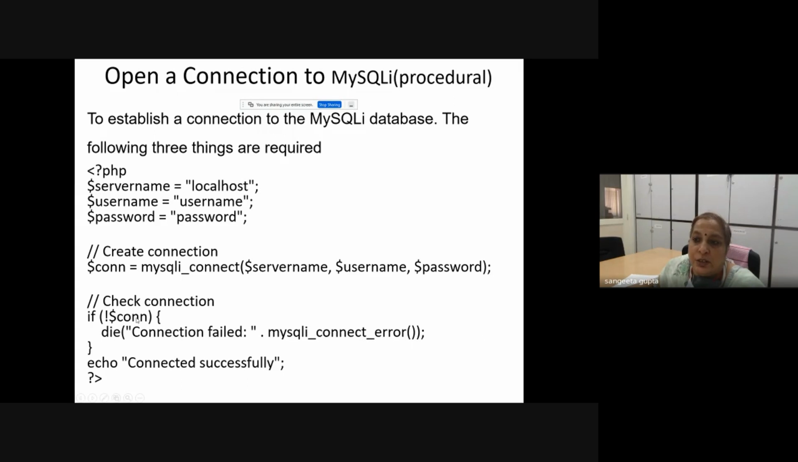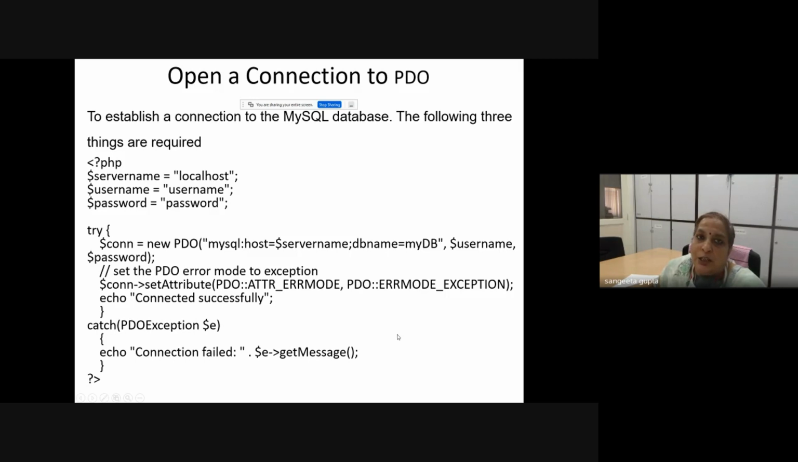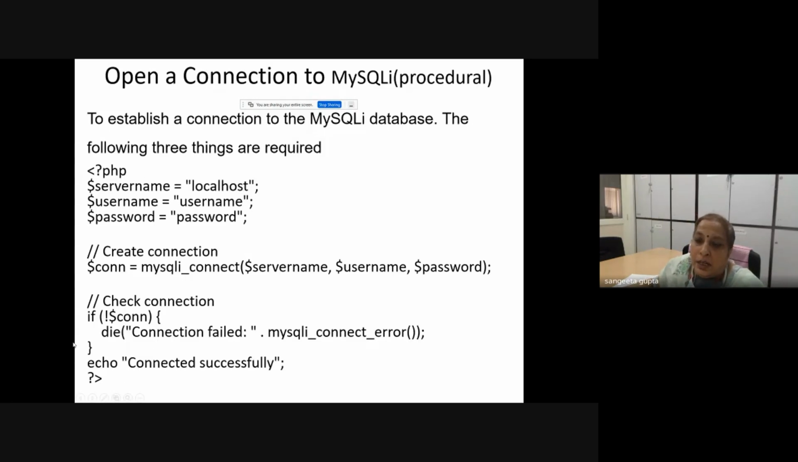Once the connection is made, we have to check whether the connection is made or not. If not $connection, die, connection failed, and then mysql_connect_error. So it will display the error. This is the function in PHP which will tell you which error has occurred. And if this is not false, that means the connection has been made, then connected successfully. Now I will show you in the program also.